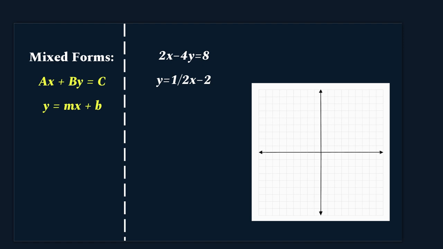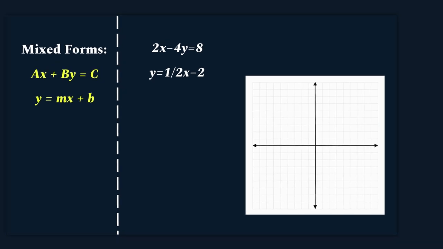Have you noticed that our first equation is written in a standard form? And to graph an equation written in a standard form, either we can find the x-intercept and y-intercept, or we can rewrite it in a y-intercept form. So to rewrite the equation in a y-intercept form, it should have y equals mx plus b. That means isolating y and solving for y. So let's rewrite our equation.